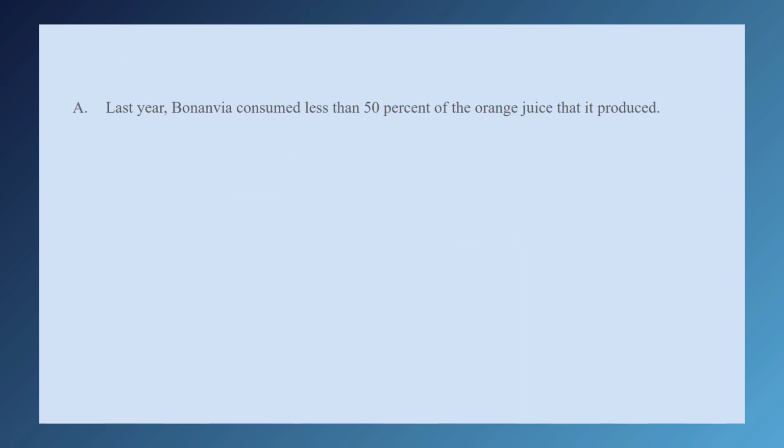Production dropped 15% and the same amount of juice was exported both years. Maybe Bananvians consumed less than half of its juice, but we don't know anything about how much juice was produced, only that the amount that was exported was the same each year. We don't know if they consume any juice. We don't know if they consume all of their oranges and juice. This choice is not fully supported.